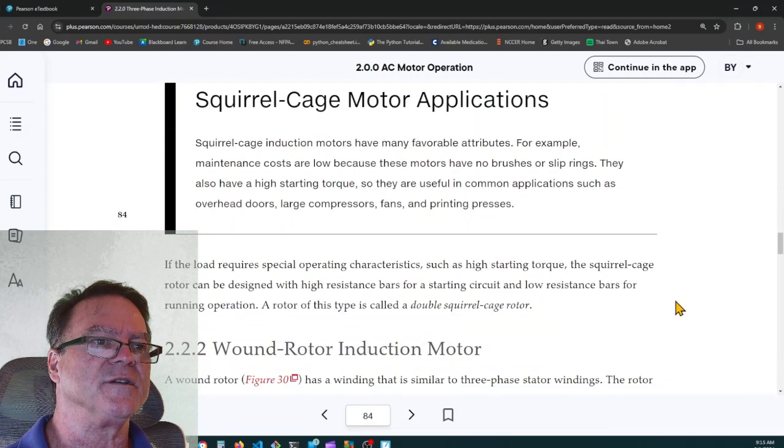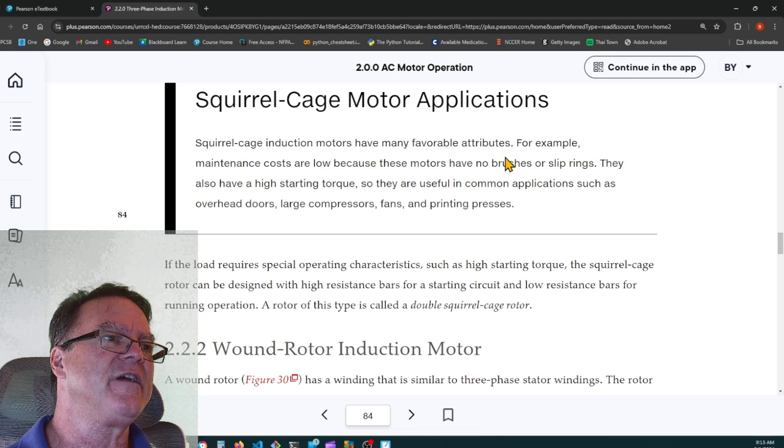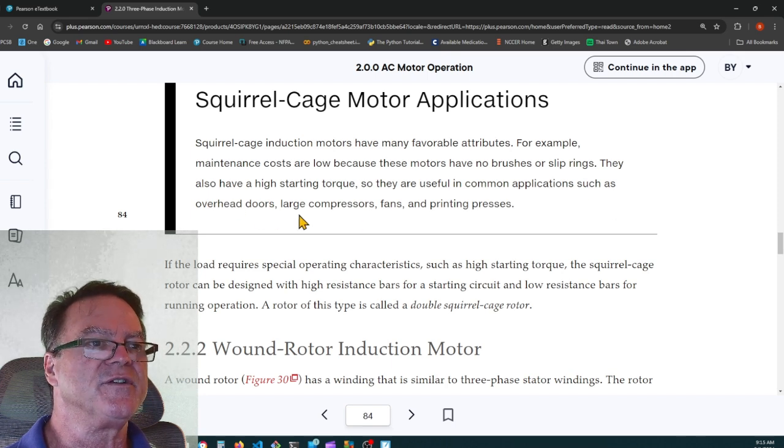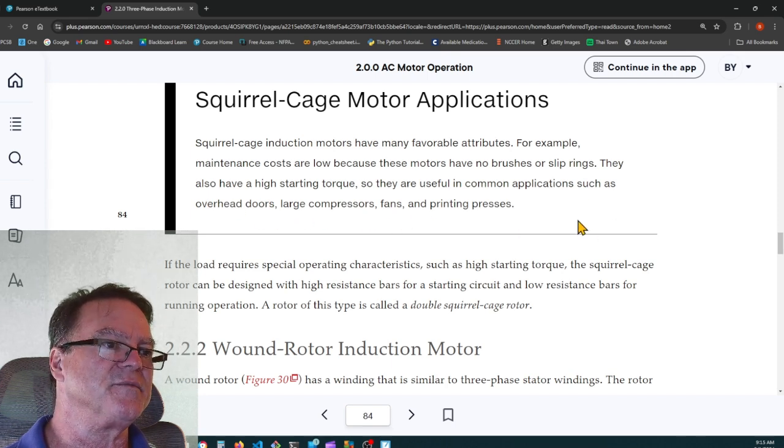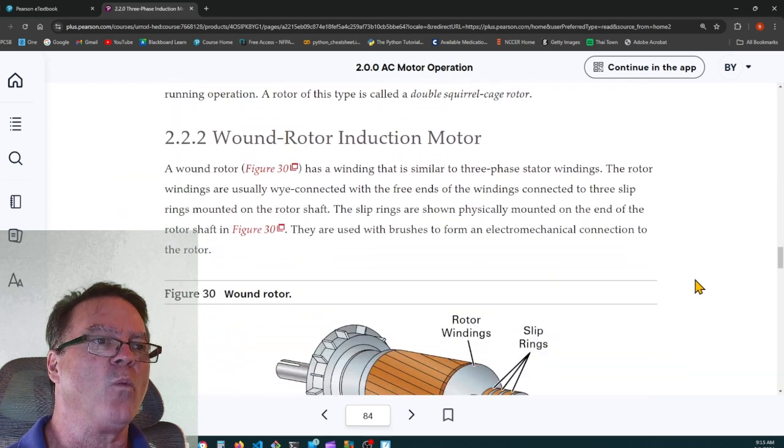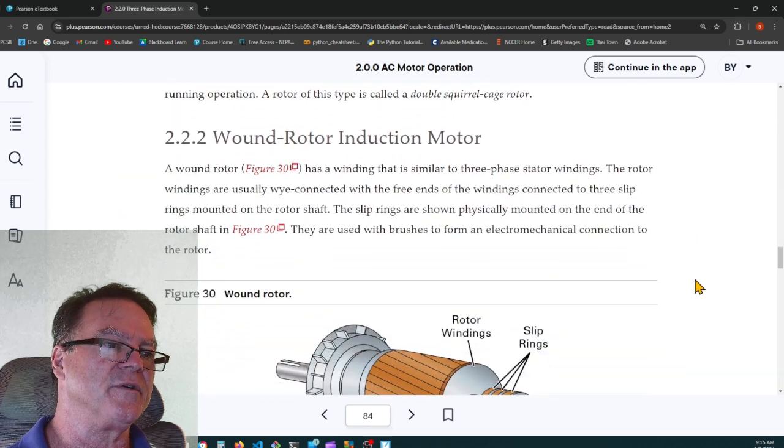So, squirrel cage induction motors have many favorable attributes. For example, maintenance costs are low because these motors have no brushes or slip rings. They also have a high starting torque, so they're useful in common applications such as overhead doors, large compressors, fans, and printing presses.